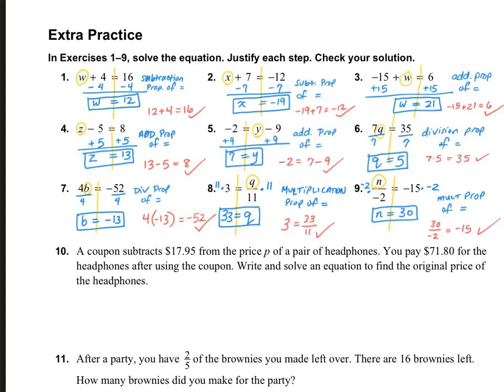Okay, there the answers are finished. Please check your answers. If you made any mistakes, see if you can find them.